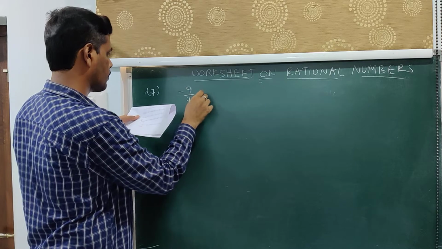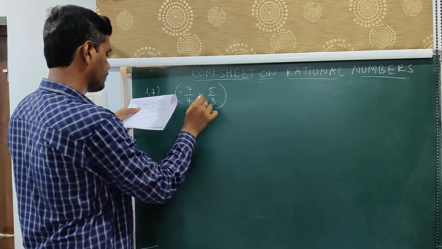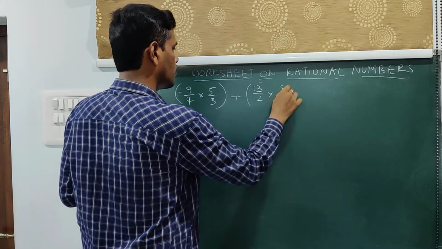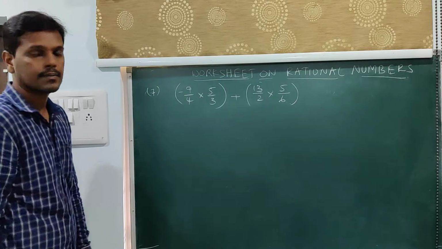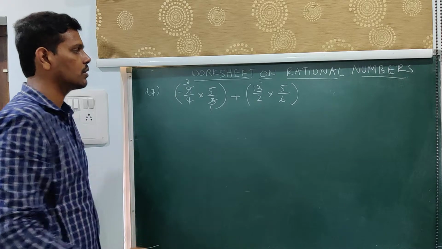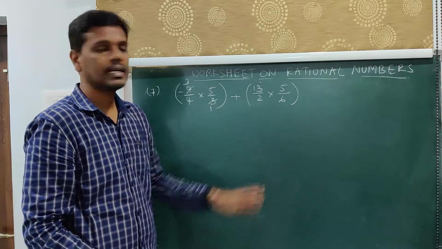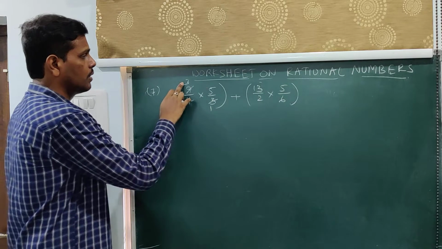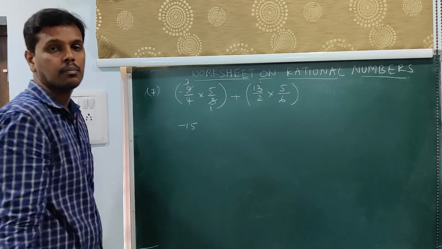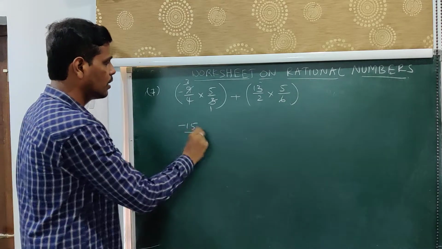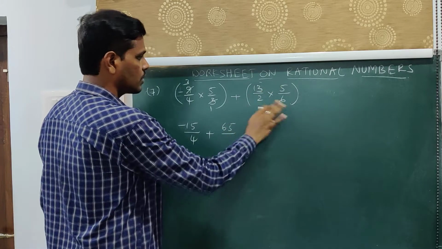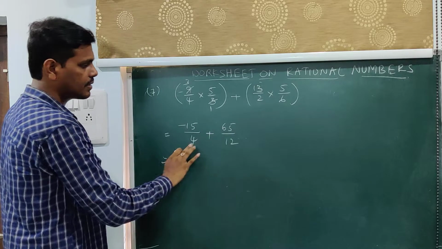Minus 9 by 4 into 5 by 3 plus 13 by 2 into 5 by 6. Now, here cancellation is possible. You can do it: 3 1s, 3 3s. No further cancellation can be done. So multiply 3 5s, 15. Minus into plus is minus. That is, you are multiplying numbers of different signs, so you will get a negative number. 4 1s are 4. Next, plus 13 5s are 65. 6 2s are 12. Now take the LCM of 4 and 12.